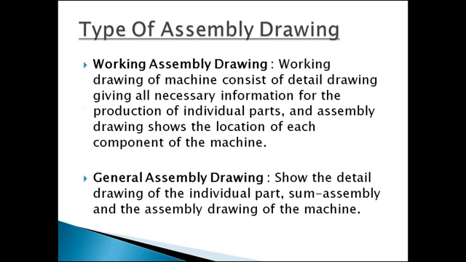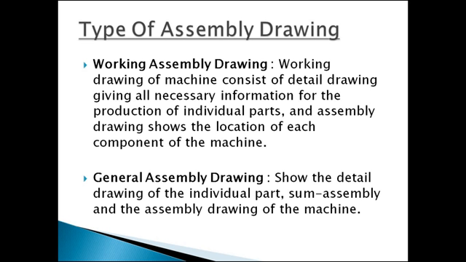Then friends, next one is the working assembly drawing. A working drawing of a machine consists of detailed drawings giving all necessary information for the production of individual parts, and the assembly drawing shows the location of each component of the machine. So friends, working assembly drawings mean how your parts are going to work, because so many times, for the parts we have arranged, what is the movement of the parts, when one part is moving, how do other parts move. So what is the interrelation between these parts, that we are going to highlight inside your working assembly drawing.